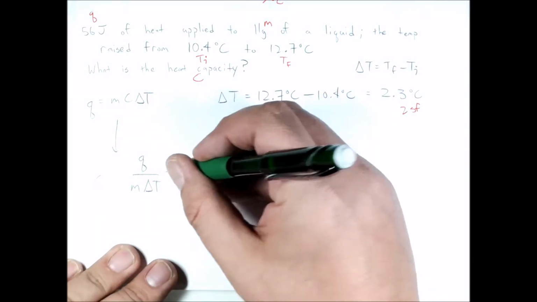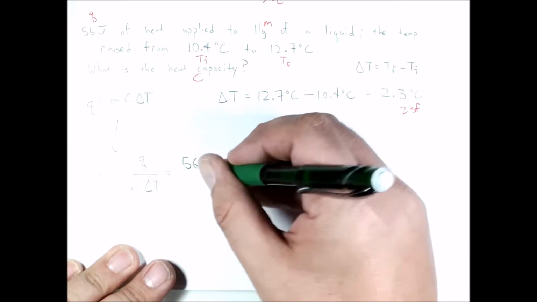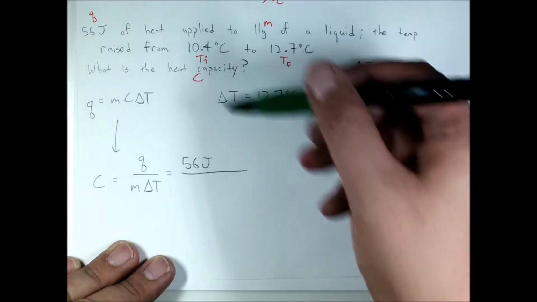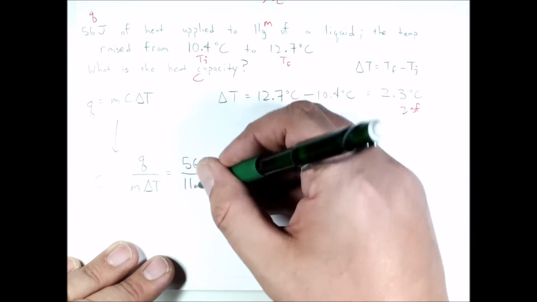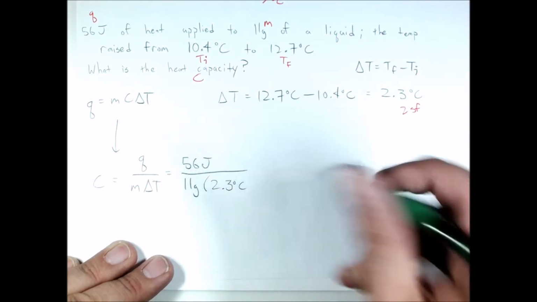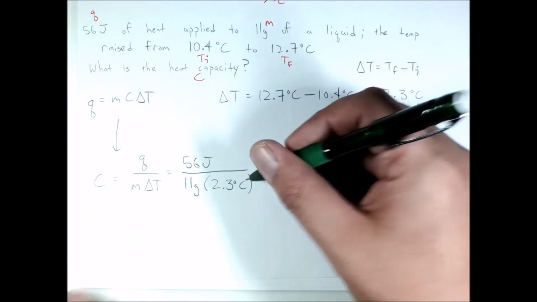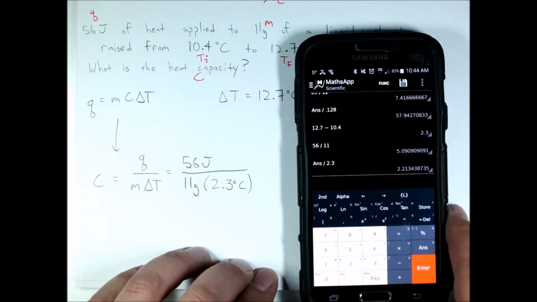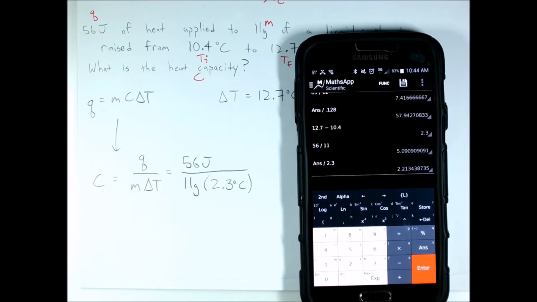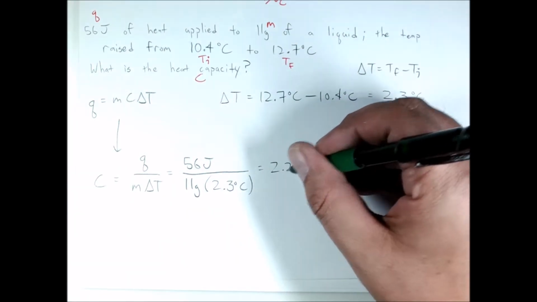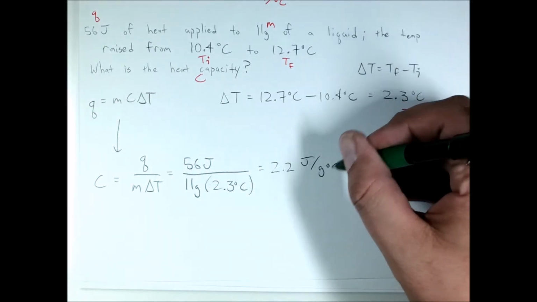All right, and you can always check if your algebra worked out properly if you plug in your units and things cancel properly. So the heat term on top, the mass term here on the bottom, and then we have our temperature change, which was 2.3 degrees C. And we want our units to be joules per gram degree C. I think we're good. Nothing's going to cancel here, so it's all going to be in the final answer. And I get 2.21, etc. 2 significant figures. So my final answer here is 2.2 joules per gram per degree C.